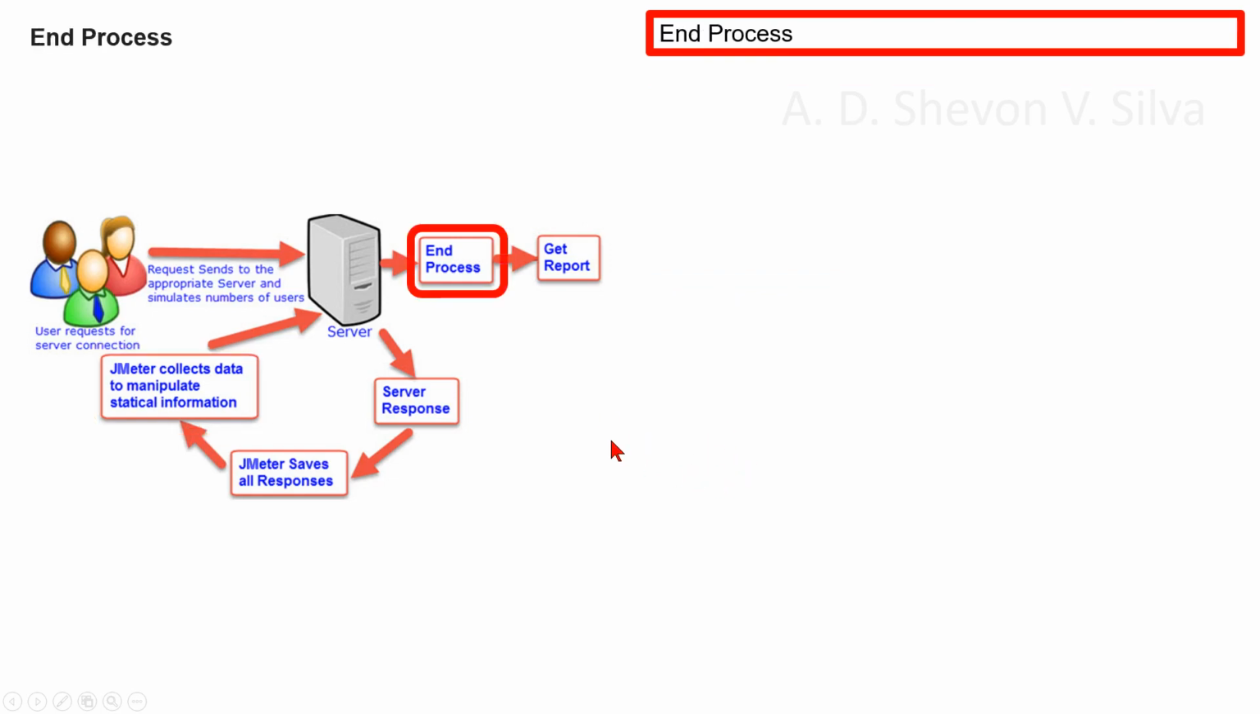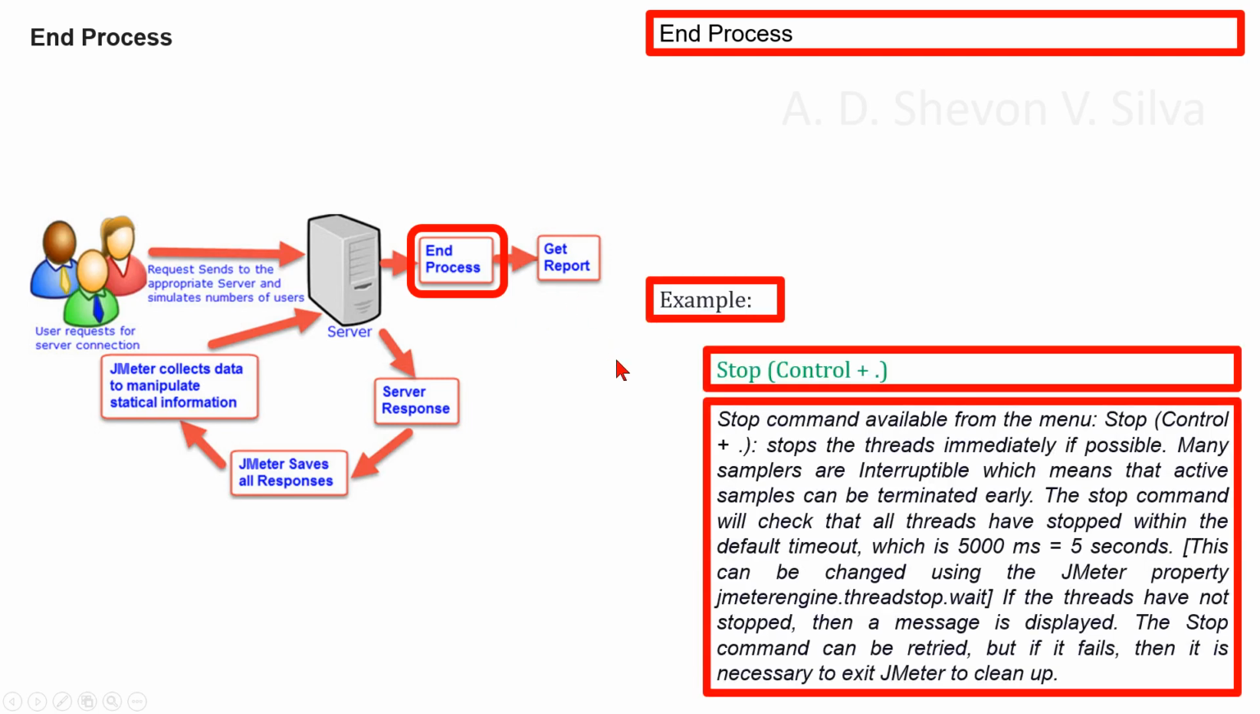We are now focusing on ending the process. As an example, we can consider the stop command, Control dot. The stop command is available from the menu. It stops the threads immediately if possible.